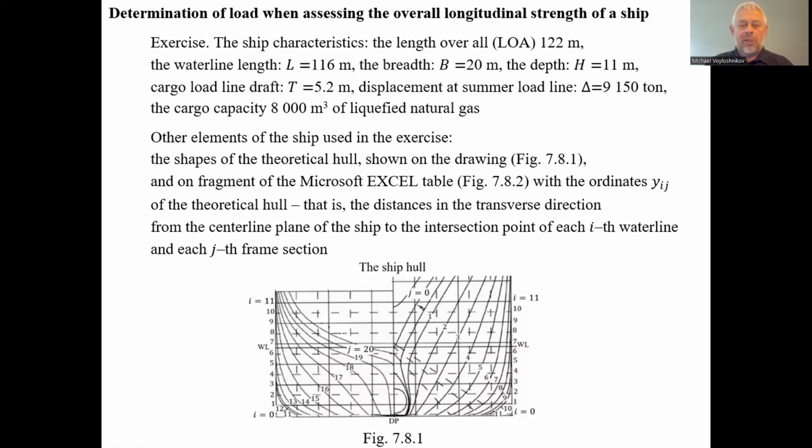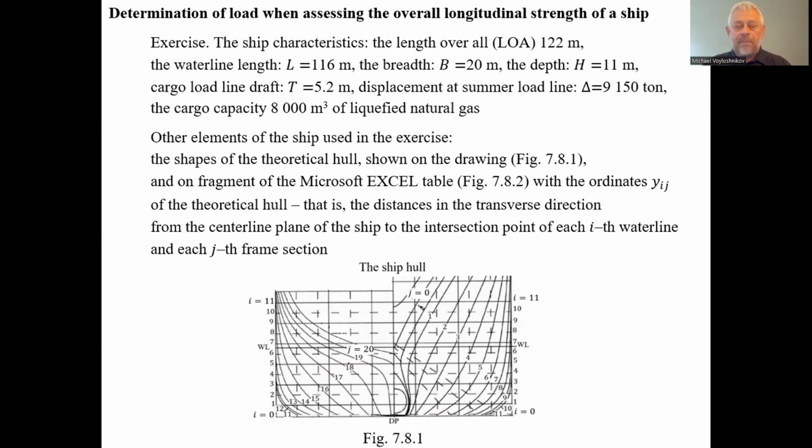Let's consider the exercise. The ship characteristics assigned: the length overall 122 meters, the waterline length 116 meters, the breadth 20 meters, the depth 11 meters, a cargo load line draft 5.2 meters, displacement at summer load line 9,150 tons. The cargo capacity is 8,000 cubic meters of liquefied natural gas. This is a new design of a bunkering ship for supply of other ships with liquefied natural gas fuel.